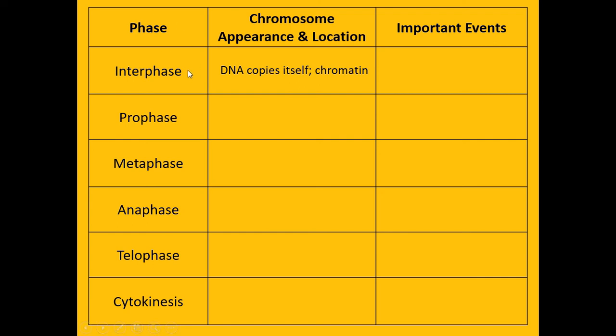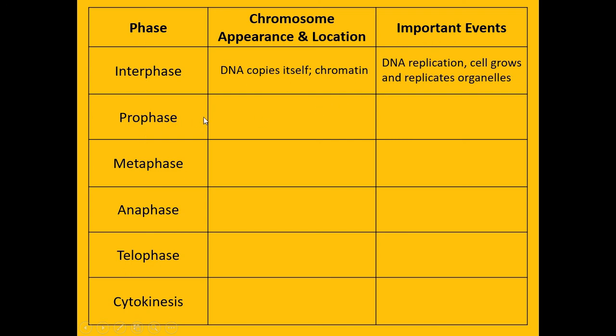So in interphase, the DNA copies itself, and the location of this DNA is inside the chromatin. What are the important events? The DNA replication, the cell grows and replicates organelles. Take note that in interphase there are 3 stages: the G1, the S phase, and the G2. These events are under these key stages.